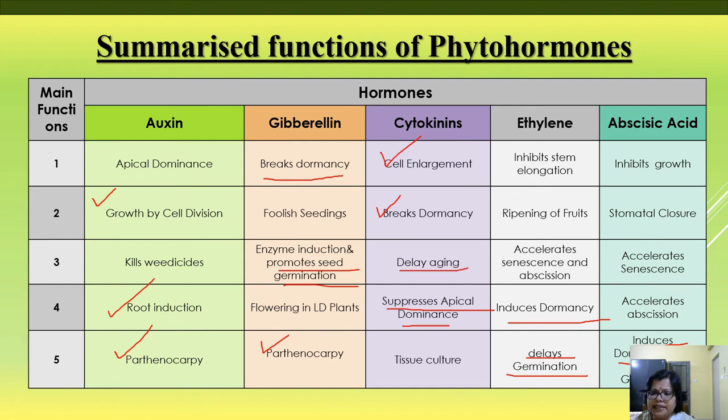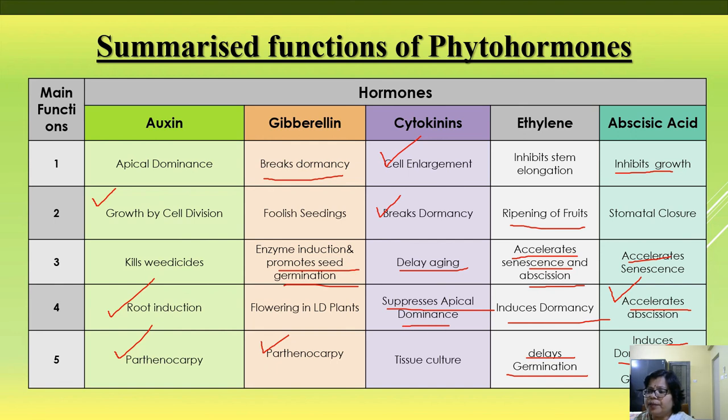Cytokinin delays aging, whereas ethylene and abscisic acid accelerate senescence and abscission. So that is a contradictory function, antagonistic in nature. Ethylene helps in ripening of the fruit, and gibberellic acid is responsible for the enlargement of the fruit, that is, the increase in fruit size. Abscisic acid is a growth inhibitor, and auxin, gibberellin and cytokinin are growth promoters.